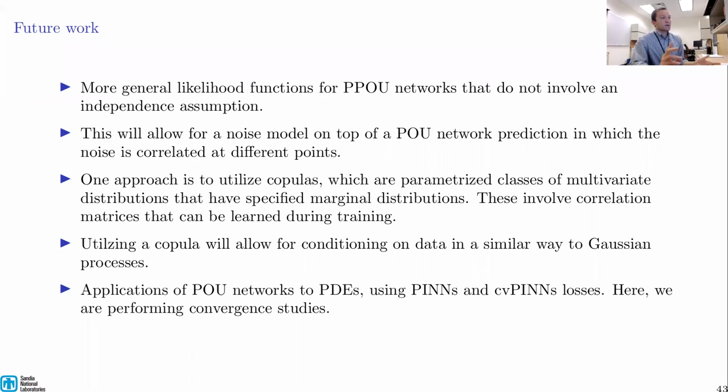So the approach we're looking at for follow-up work is to utilize copulas, which are a statistical tool for solving the following problem. If you have a bunch of marginal distributions specified, specifically those Gaussian mixture distributions over each point of x, how to parameterize a general class of joint distributions, a general class of likelihood functions which still have those marginals. So the answer to that is not unique.